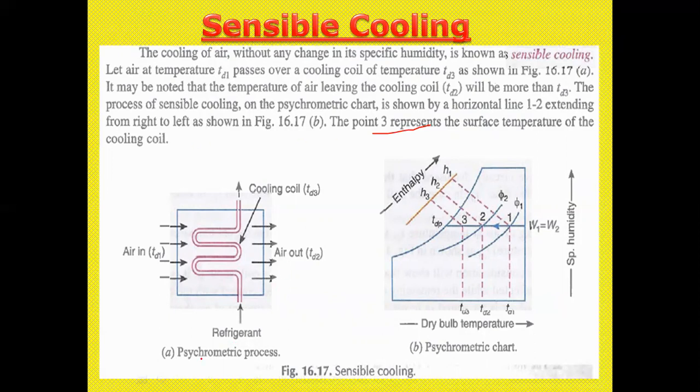Now, the psychrometric process: air in, air out, the same thing, the cooling coil, and air passes in this way. From this figure, by drawing the graph, the dry bulb temperatures TD1, TD2, TD3 and the specific humidity W1 equal to W2, that is points 1, 2 and 3. For that we get the enthalpies H1, H2 and H3.